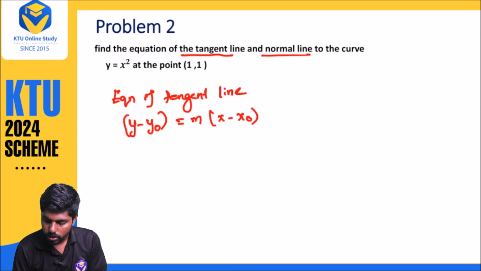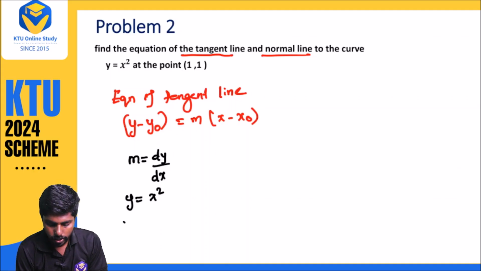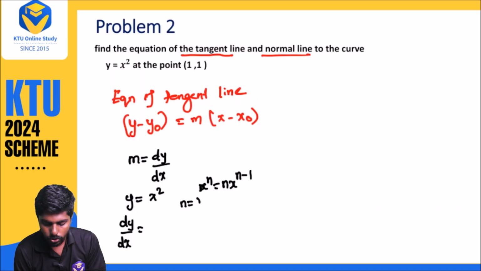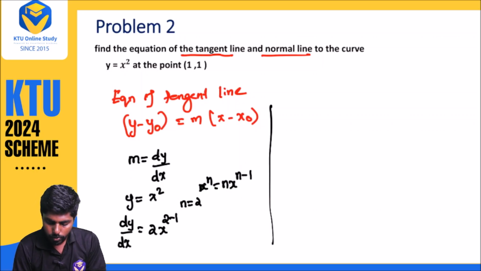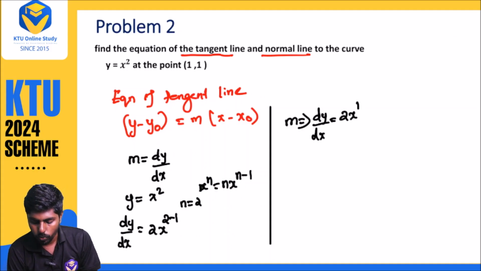So next, what do we want to identify? We want to identify the value of m. m equal to dy by dx. So what is y? y is equal to x square. So dy by dx is equal to, what is the formula? x power n gives n into x power n minus 1. Substituting, what is n here? n equal to 2. That means 2 into x power 2 minus 1. So you will be getting m equal to dy by dx, that is nothing but 2 into x power 1.